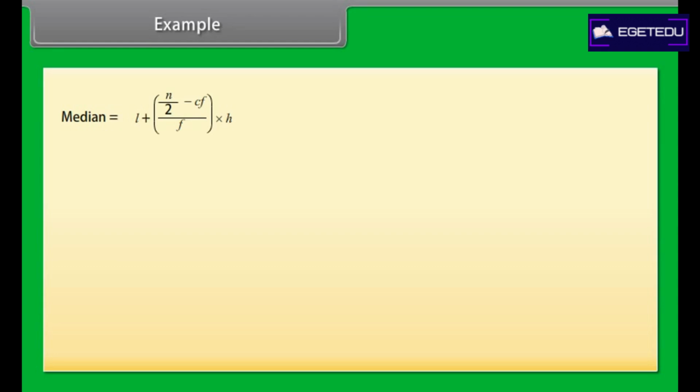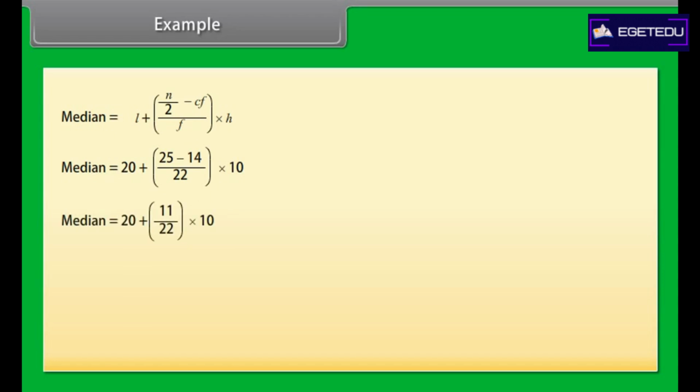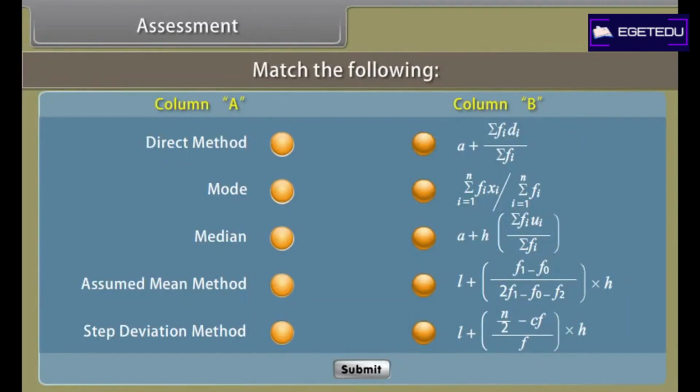Now l is 20, h is 10, cf is 14, f is 22. And then we calculate the median using the formula given below. l plus n by 2 minus cf, that is divided by f and multiplied by h. Median equals 20 plus 25 minus 14 by 22 into 10. 20 plus 11 by 22 into 10. Median is equal to 20 plus 5, which equals 25. This means 50% of the students got less than 25 marks and the other 50% got more than 25 marks.